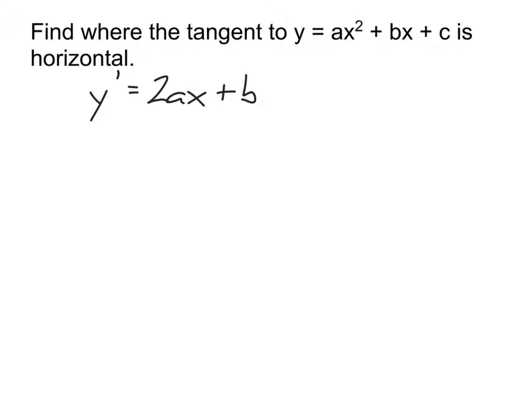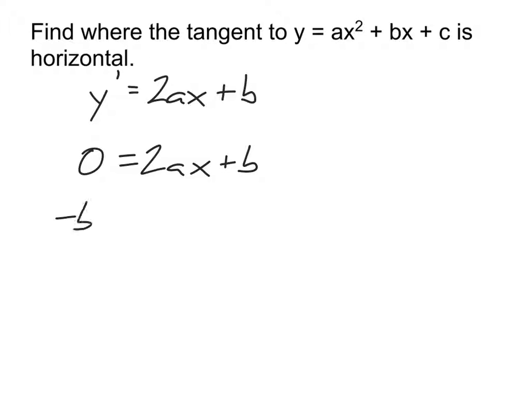So the first thing we got to do is we take the derivative, because, of course, we're dealing with the tangent. And tangent always tells us derivative. So now that I have that, I'm looking to see where the tangent is horizontal. Therefore, where the derivative equals 0. So I do 0 equals 2ax plus b. And then we solve that equation. We're solving it for x here, because I want to know the x values where that happens.